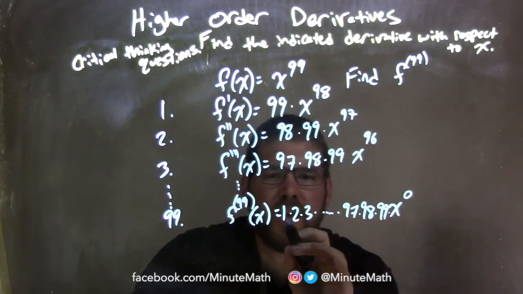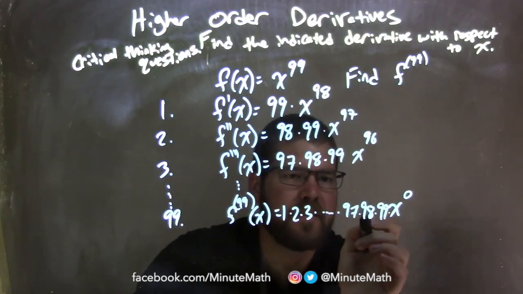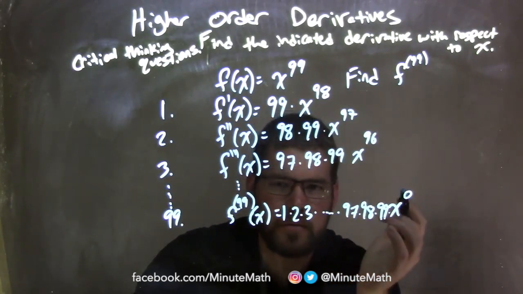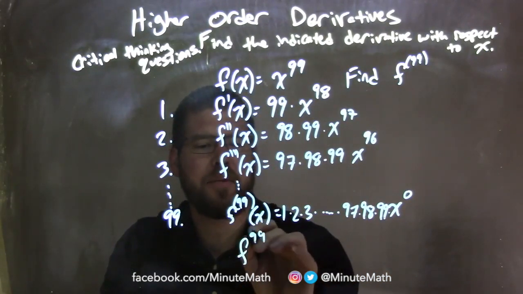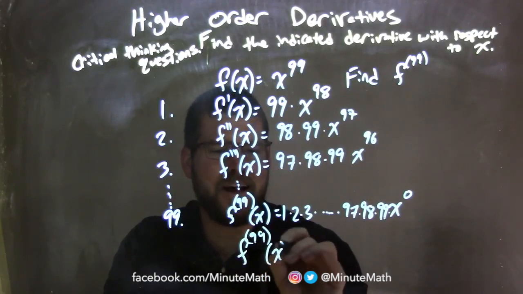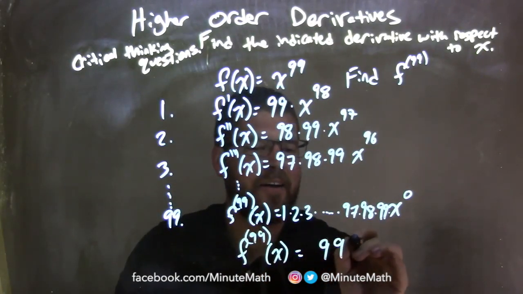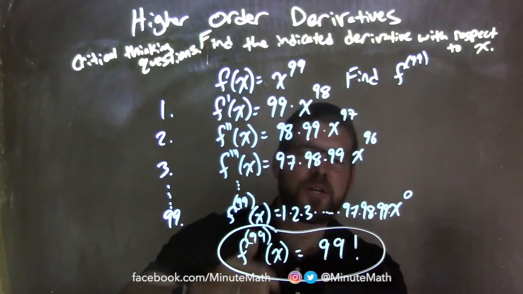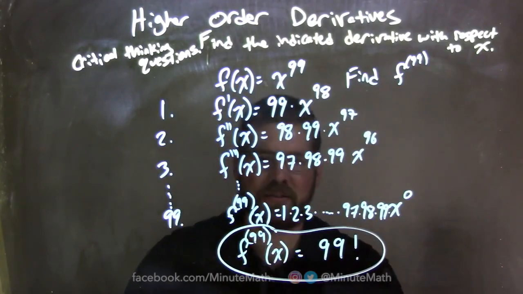Well, what do we see here? We have 1 times 2 times 3 times 4 times 5 times 6 all the way up to times 97 times 98 times 99. Isn't that the same as 99 factorial? And so we can rewrite our final answer here: the 99th derivative of f is 99 factorial. And there we have it, some large number, whatever 99 factorial is, and there's our answer.